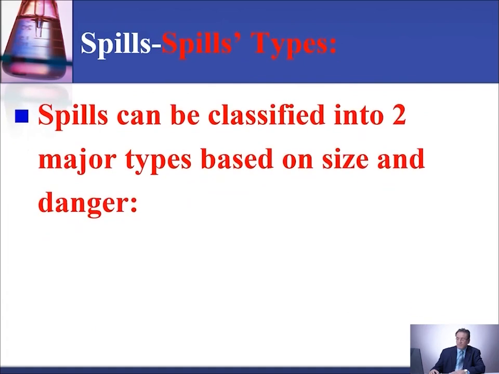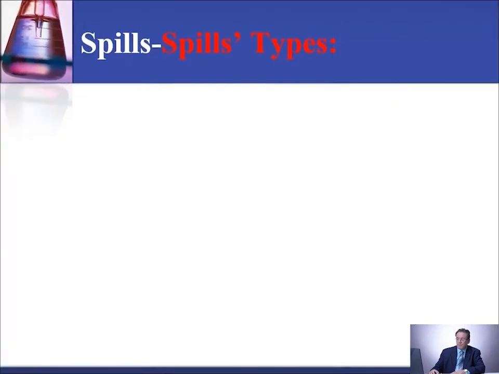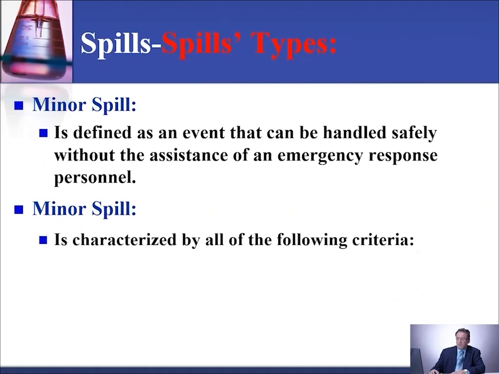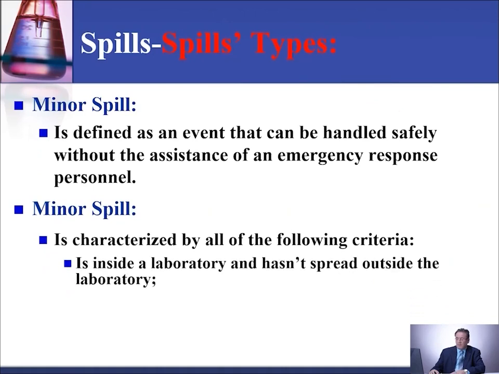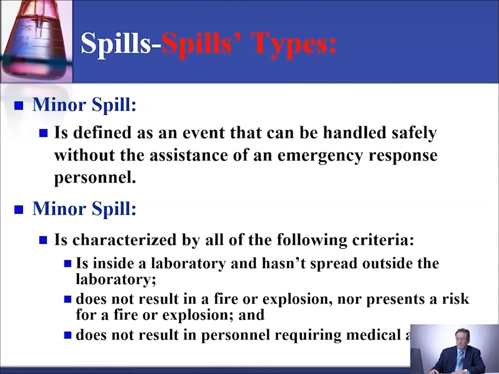So what are the spill types? Spills can be classified into two major types based on size and danger: minor spill and major spill. A minor spill could be defined as an event that can be handled safely without the assistance of emergency response personnel, or it could be categorized by all of the following. It is inside the laboratory and has not spread outside the laboratory, does not result in fire or explosion, nor present a risk for a fire or explosion, and does not result in personnel requiring medical attention.